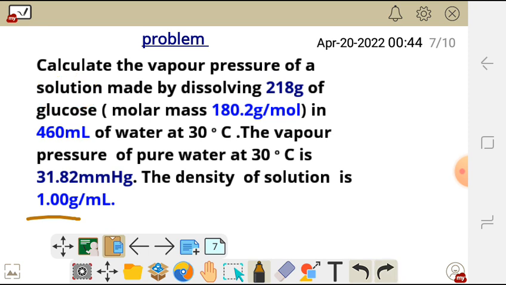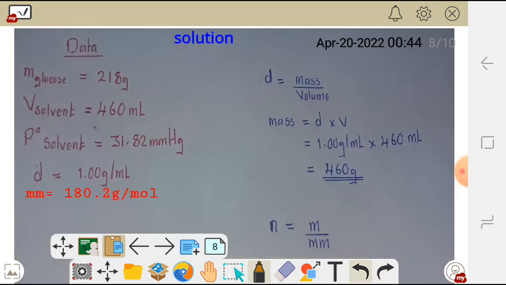To do that, let's first identify what we have been given in this question. We have the mass of glucose, which is 218 grams, and we have the volume of the solvent, which was 400 ml, and the vapor pressure of water, which is the solvent, was given to be 31.82 millimeters of mercury. The density of the solution was 1.00 grams per ml, and the molar mass of glucose was given. So let's first find the mole fraction, which will help us to find the vapor pressure of that solution.